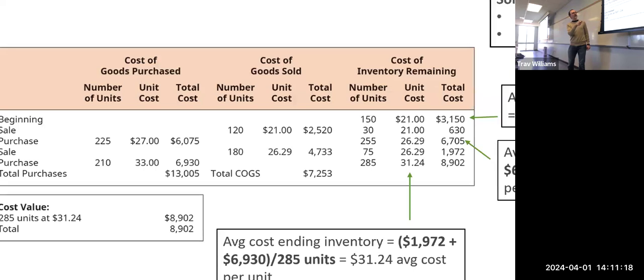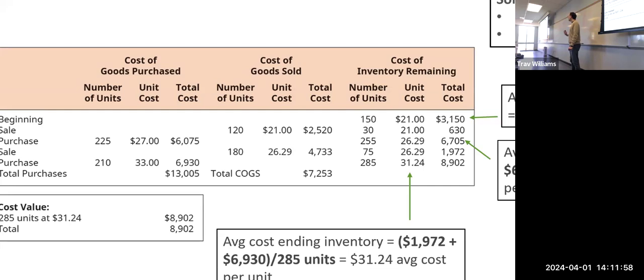So then when you make a sale, these 180 units are at that weighted average cost. And since we had 255 units before and we just sold 180, we have 75 remaining, also at that same weighted average cost. So 75 times that average gets us our total ending inventory. Then we make another purchase at a different cost. We bought these 210 units at $33 each with this total cost.